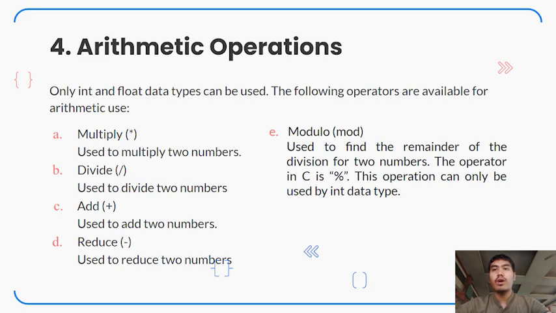And then we have modulo or mod, we usually call it, used to find the remainder of division from two numbers. The operator in C is percent. This operation can only be used by integer data type.